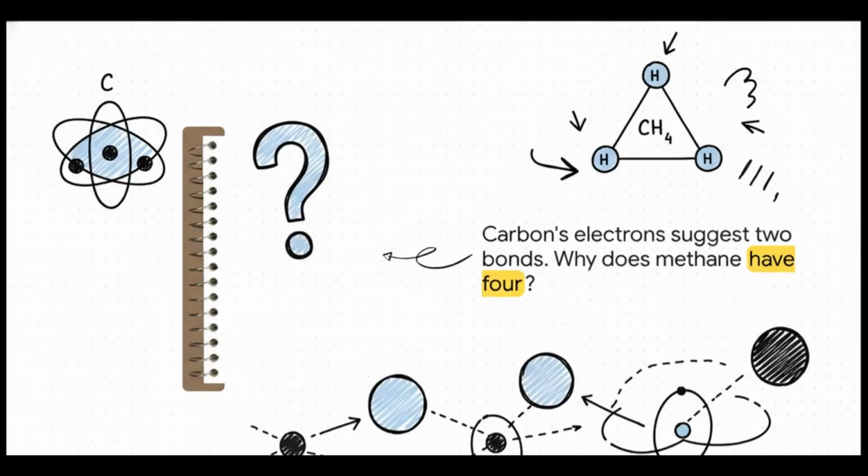Okay, let's jump right in with a classic chemical mystery. If you just look at a carbon atom's basic electron setup on paper, all the rules suggest it should only be able to form 2 bonds. But then you look at methane, CH4, and, well, carbon is very clearly bonded to 4 hydrogen atoms. So what gives? This exact puzzle is what forced chemists to completely rethink how bonding actually works.